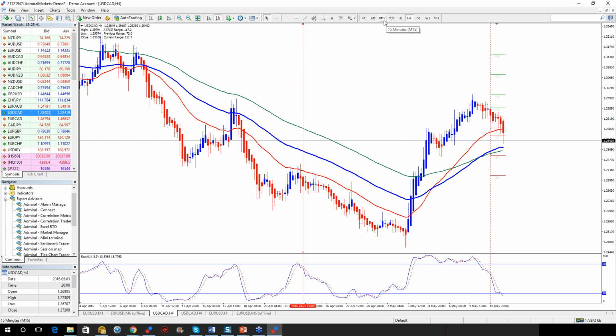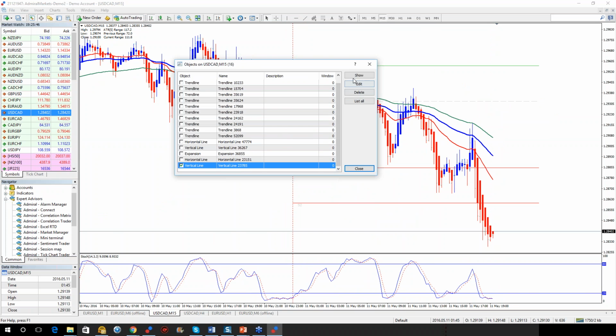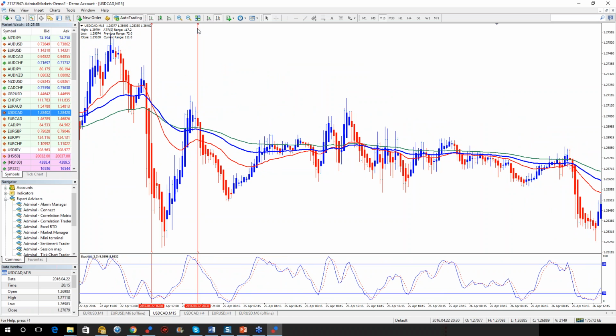Confirmation on 4 hour, and zoom into 15 minute. Try to find an entry. So here, this is your entry, guys. This is no EMA cross. You just want to see a stochastic cross. So this is your stochastic cross. And this is where you take a short entry.